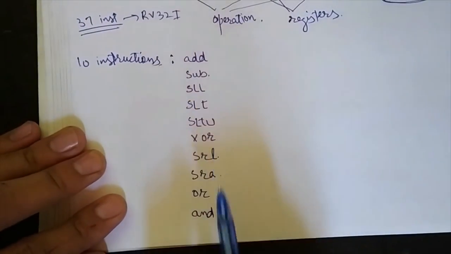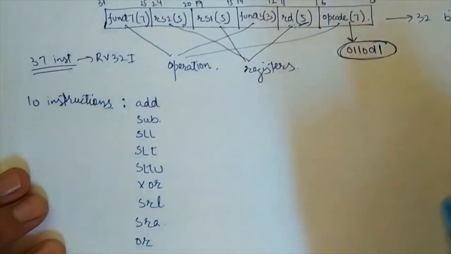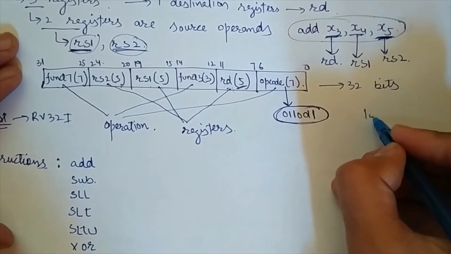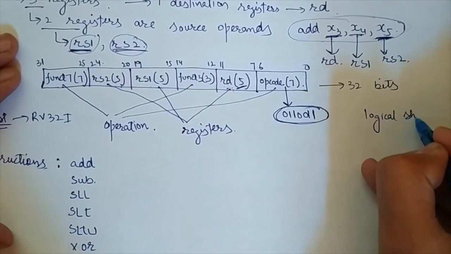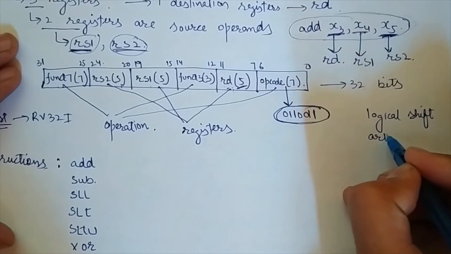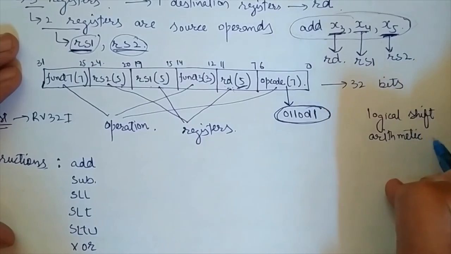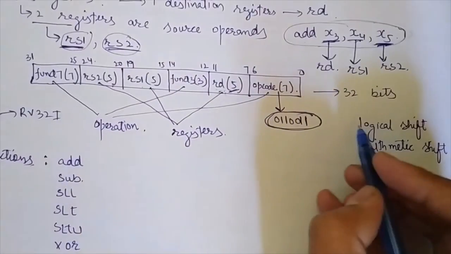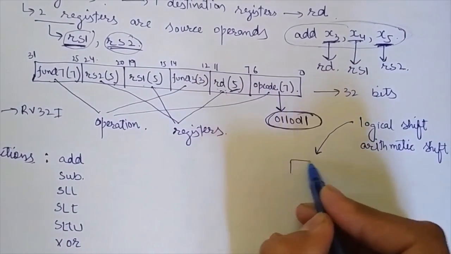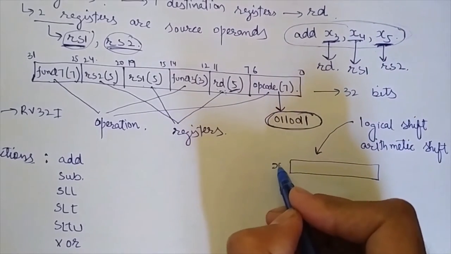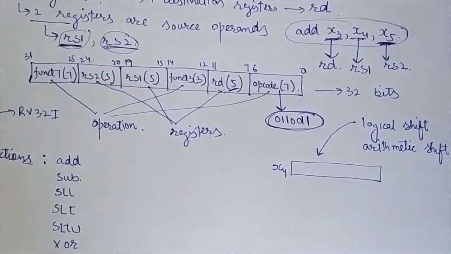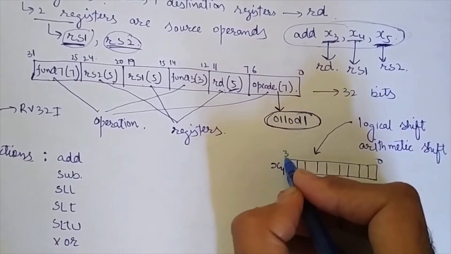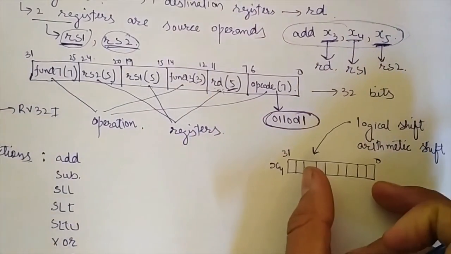So before describing each of these instructions, let me first describe two fundamental terms that will be used. One is the logical shift. Another is the arithmetic shift. What do we mean by a logical shift and arithmetic shift? Basically, let's say we have a register, say X4. Every register is of how many bits? 32 bits, 0 to 31. These are our bits. So we can shift bits in this register.